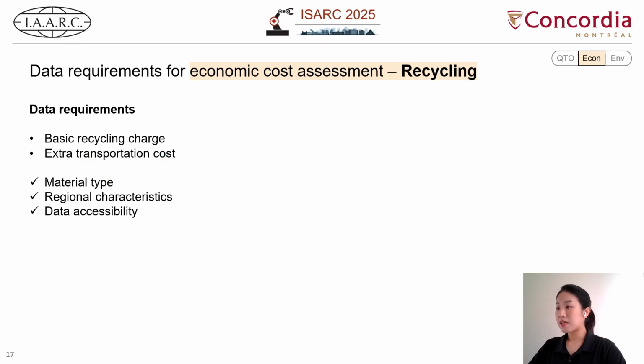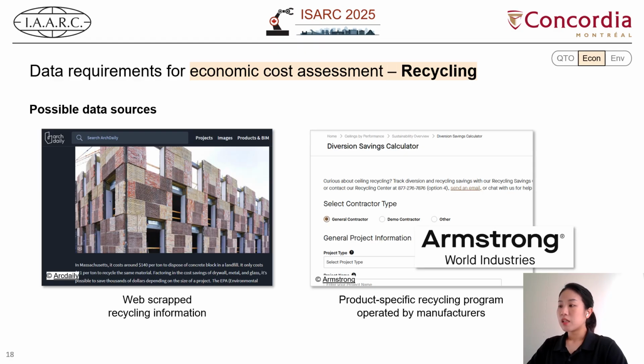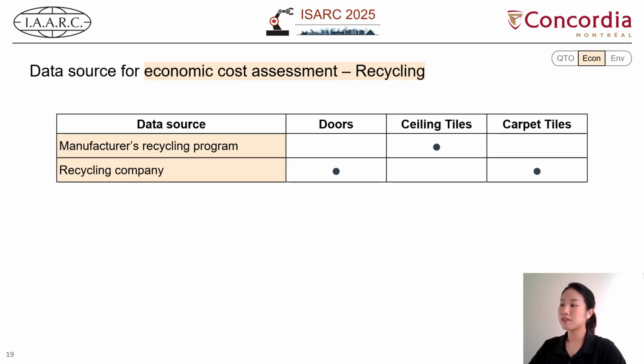For recycling, basic recycling charges and transportation costs are needed, considering material types, regional characteristics, and whether the data are accessible or not. These data can be collected from web pages. Another possible source is a product-specific recycling program operated by manufacturers. Ceiling tiles, for example, have a program by Armstrong. We use their program to collect details about ceiling tile recycling, whereas general web scrape data for the others.